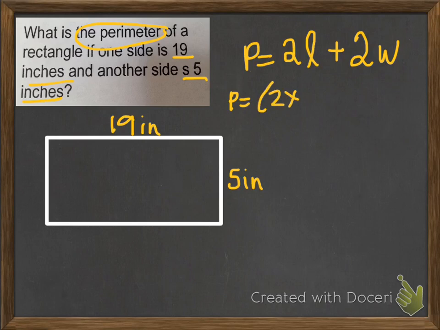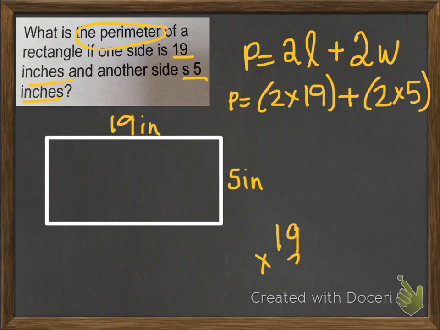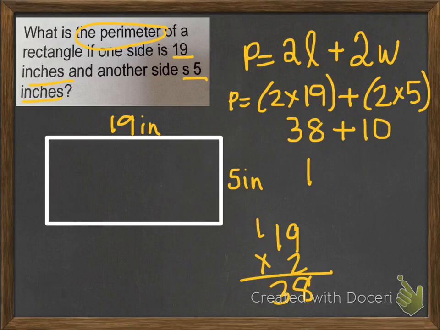So that means 2 times 19 plus 2 times 5. If you need to stand up the 19 to multiply it times 2, that's fine. 2 times 9 is 18. 2 times 1 is 2, plus 1 is 3, so that's 38. Plus 2 times 5 is 10. So the perimeter is 38 plus 10.